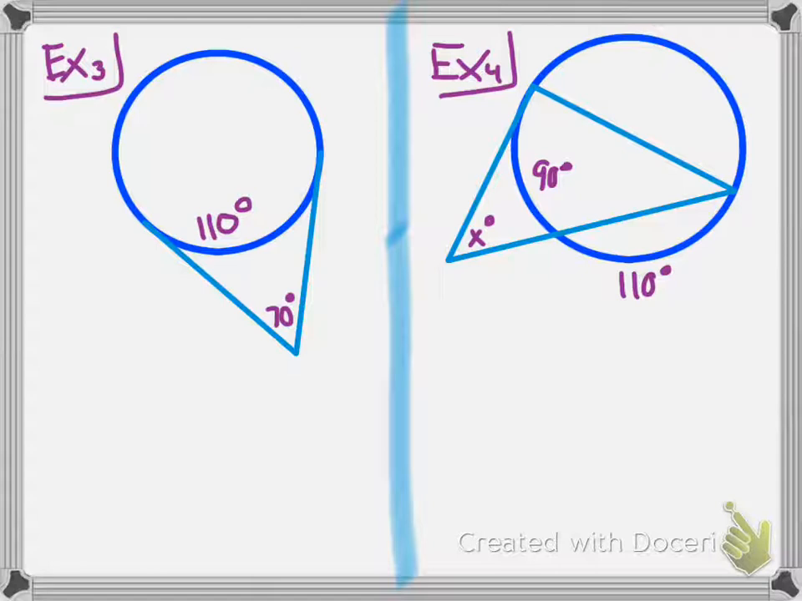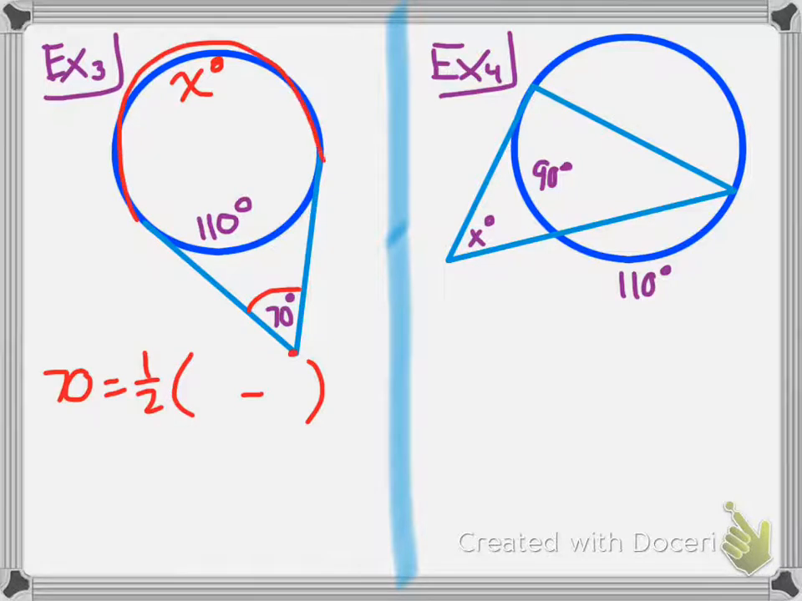So, in this case, it doesn't tell you what you're solving for. So, let's say here we're solving for x. It's solving for that arc right there. Well, again, the angle that is formed by the lines that intersect outside the circle at that point is 70 degrees. Well, it's just half of the difference, right? Half of the difference of the big arc, which in this case would be x. It's the big arc, x, minus the small arc, which is 110.